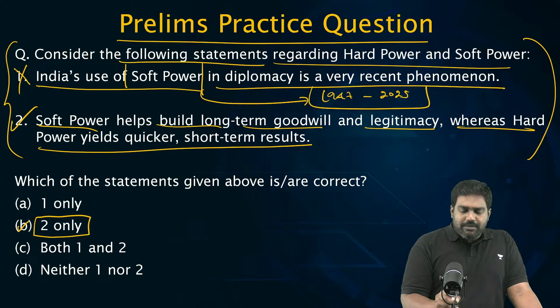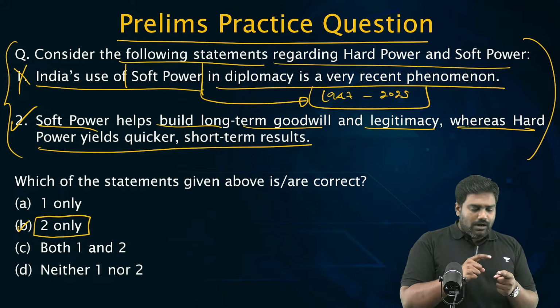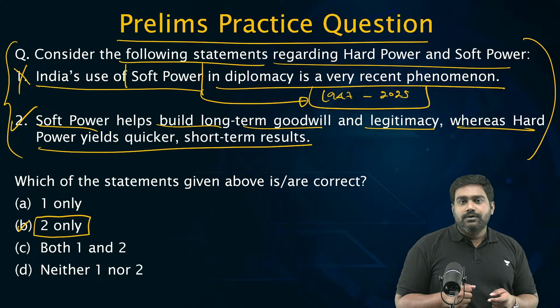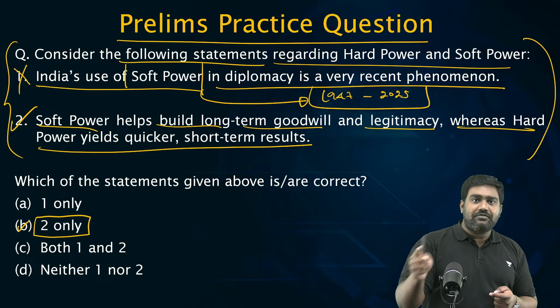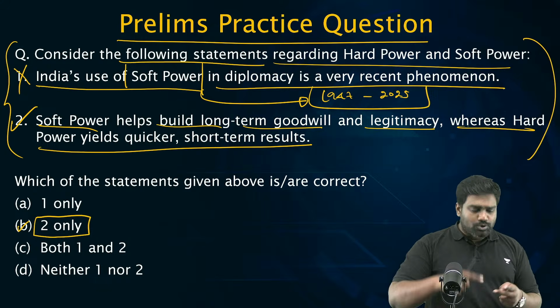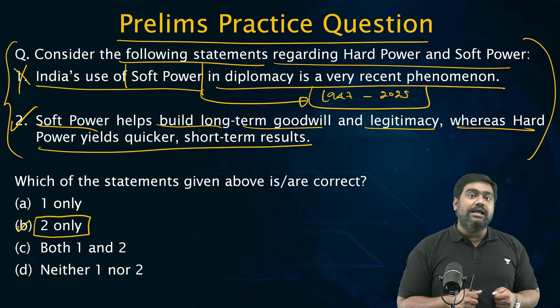From the moment we became independent, we are leveraging soft power. Take, for example, how India supported the decolonization of African countries. We supported the independence movement of African nations. We gave them a voice at the United Nations. We stood against apartheid. We helped in the development of our neighboring countries.